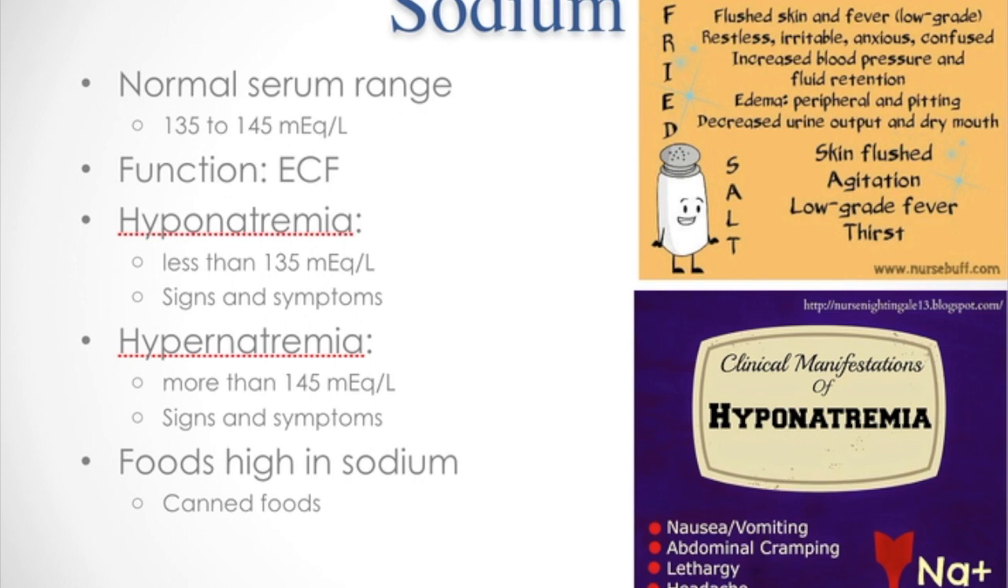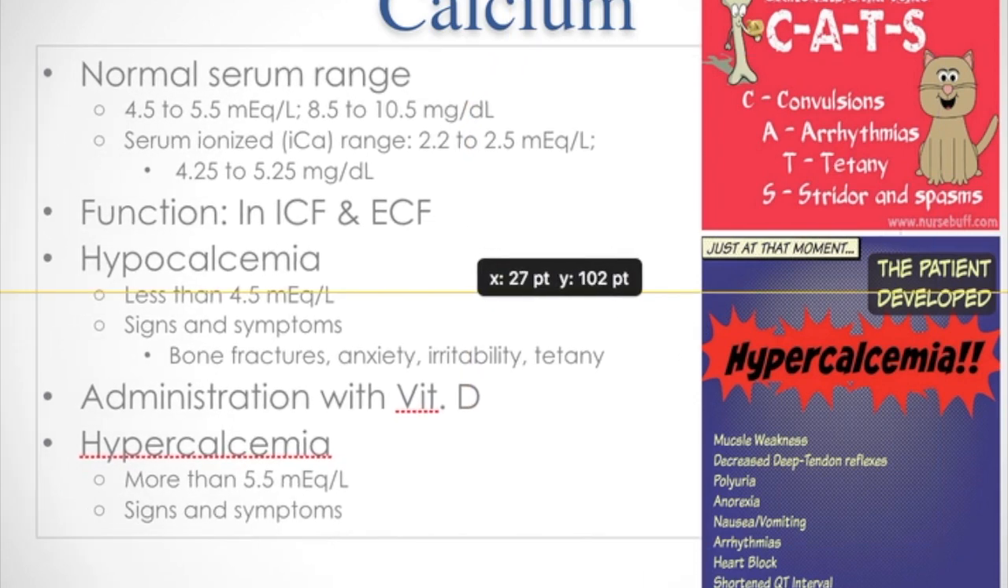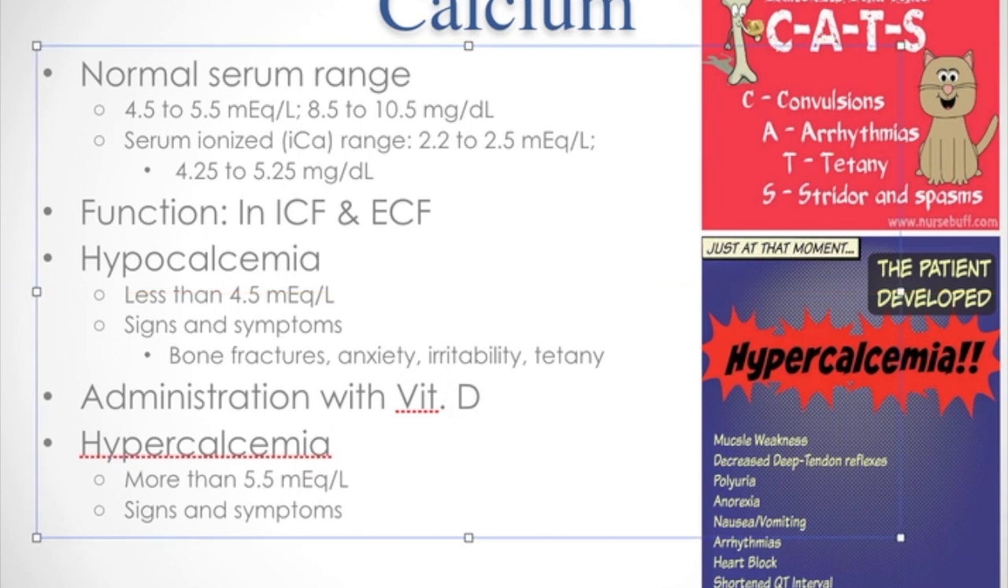Next is the third electrolyte that you should be familiar with, and that is calcium. Calcium's normal range is 4.5 to 3.5, and there's also the ionized range, but I would remember the 8.5 to 10.5. Quite honestly, that's probably the most commonly referenced normal range. So again, calcium, I would remember the 8.5 to 10.5. It is in the intercellular and extracellular fluids.